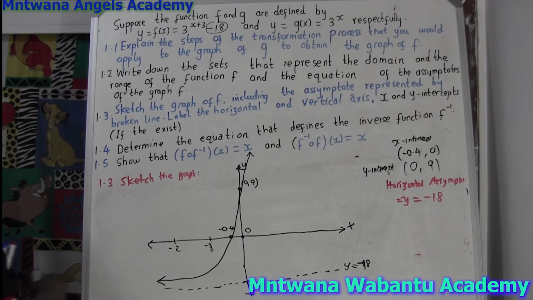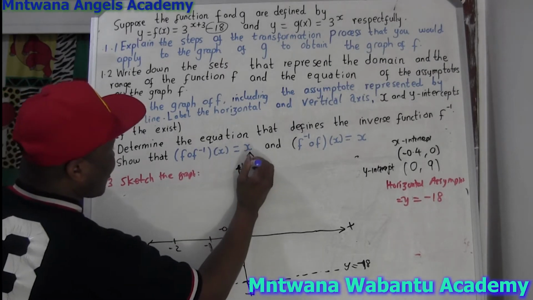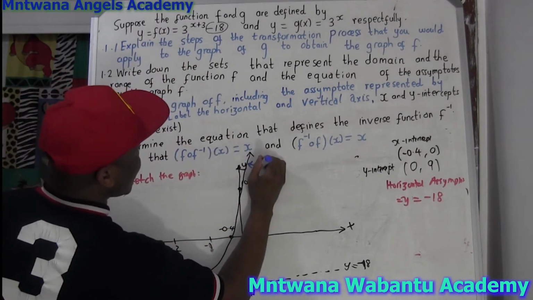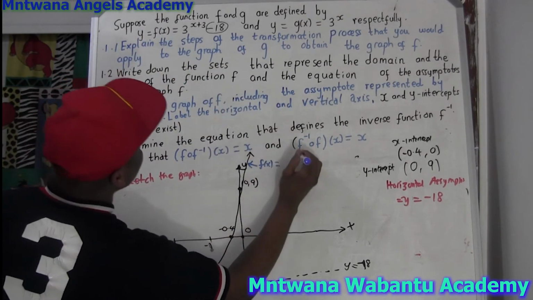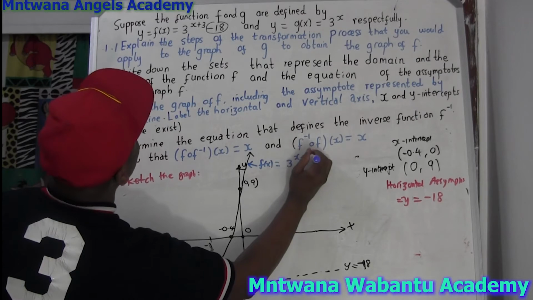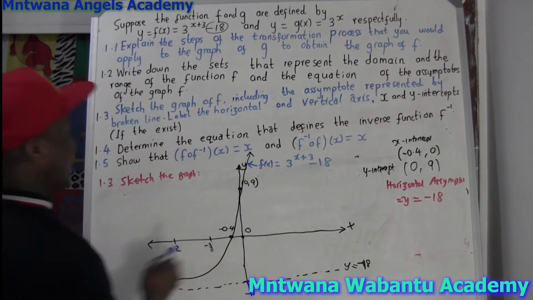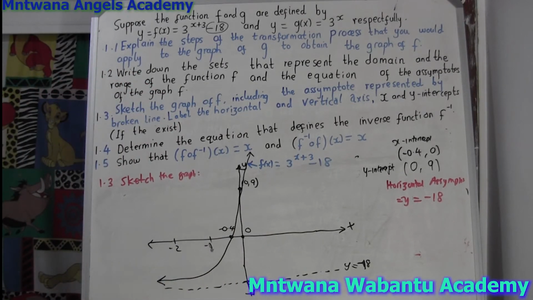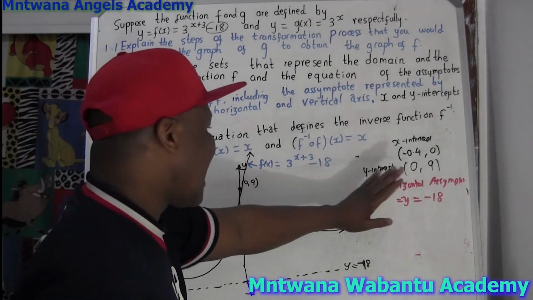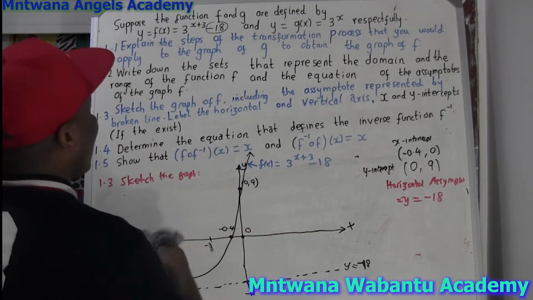And when you finish, don't leave it like that. Make sure you always label it by saying this is the graph of this function, which is f of x equal to 3 to the power x plus 3 minus 18. You know what I'm saying? So we're done with it. Now we want to go for the next one, so I can erase because we have the information. Make sure you show all the intercepts and everything. And there we go.